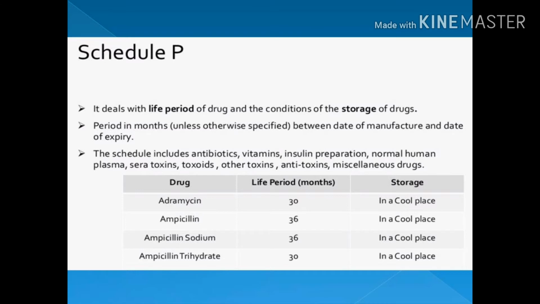Periods in months between date of manufacture and date of expiry. The schedule includes antibiotics, vitamins, insulin preparations, normal human plasma, serotoxins, toxoids, other toxins, antitoxins, and miscellaneous drugs. You can see the example that the drug is given here, and the life period is 30 months, and it should be stored in a cool place.